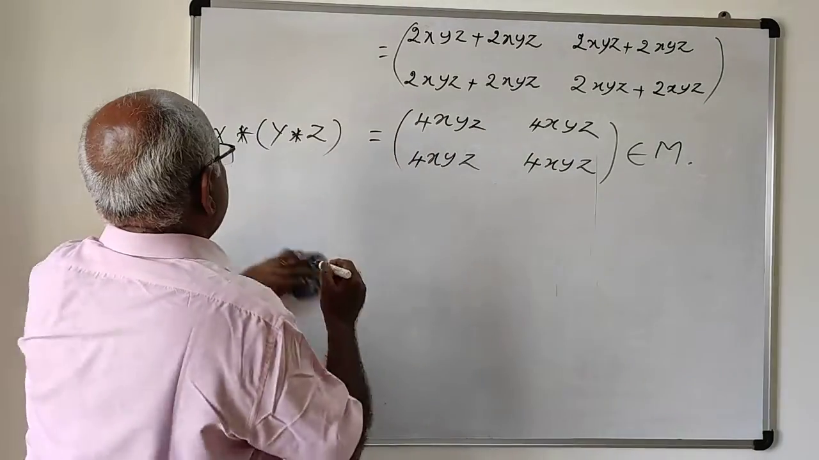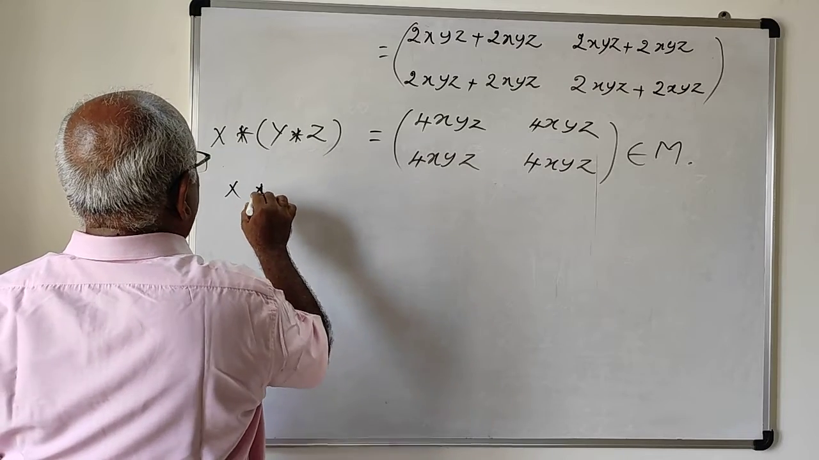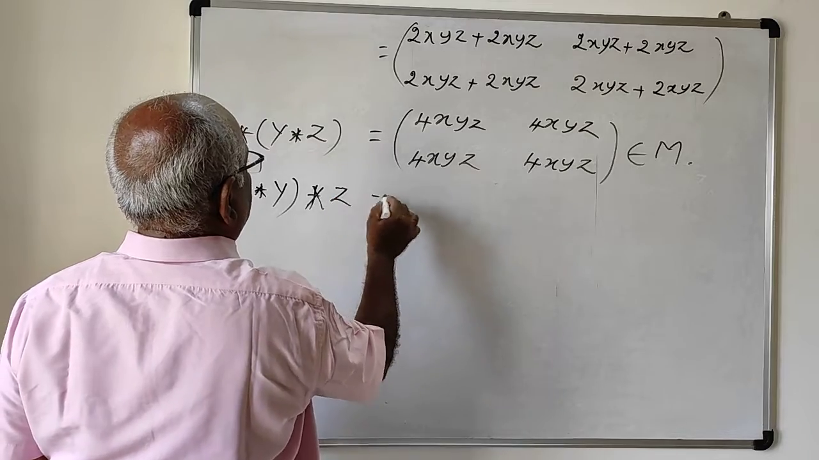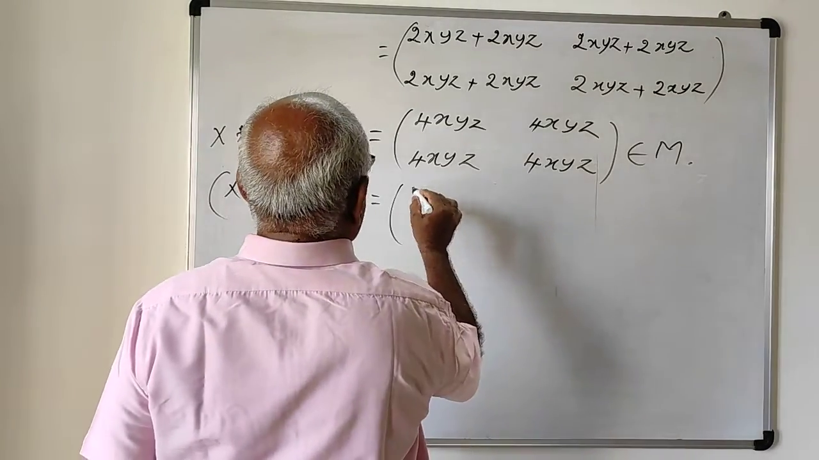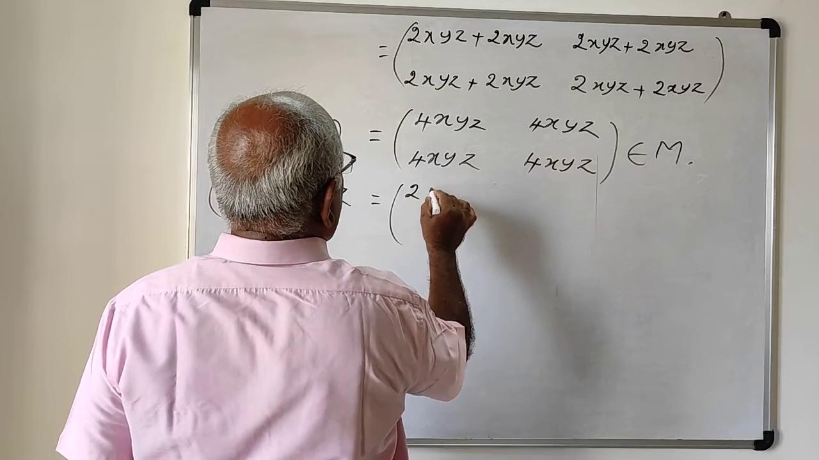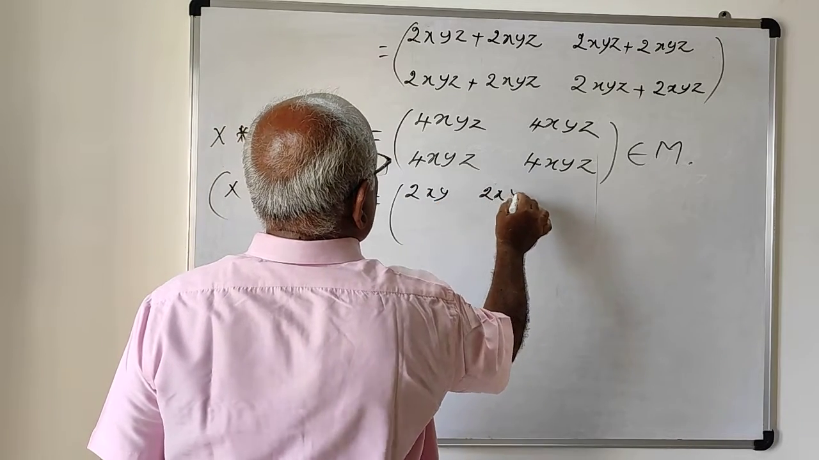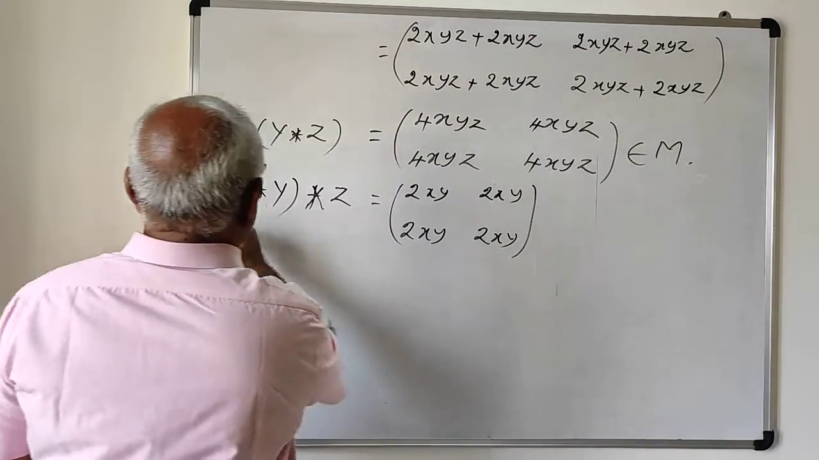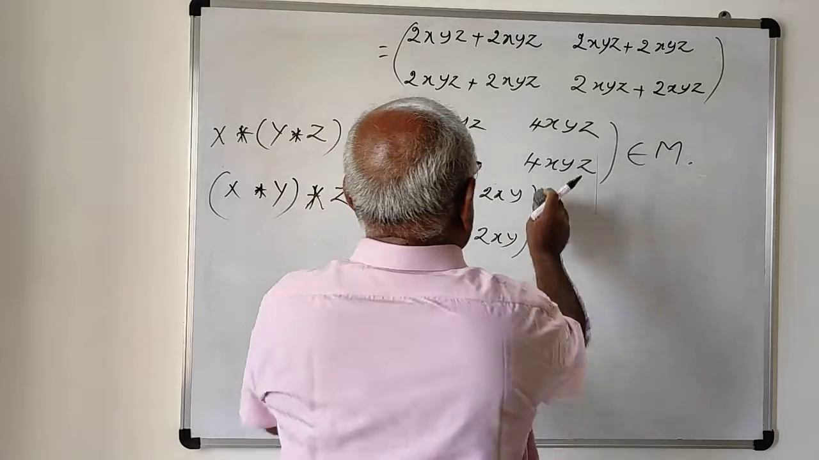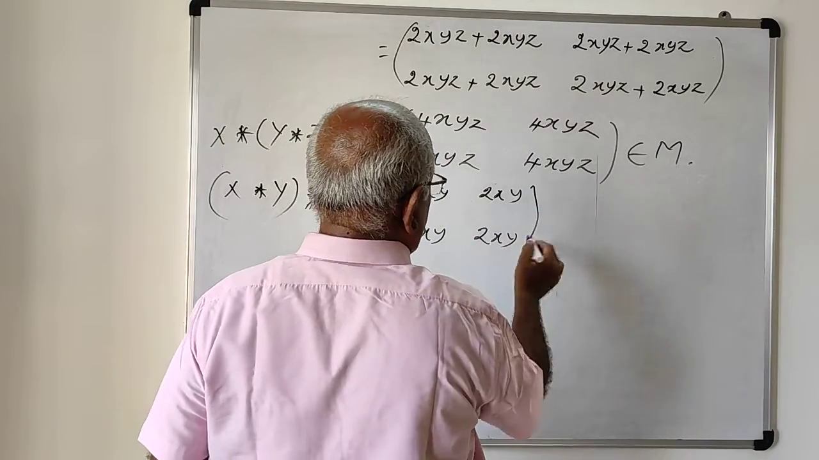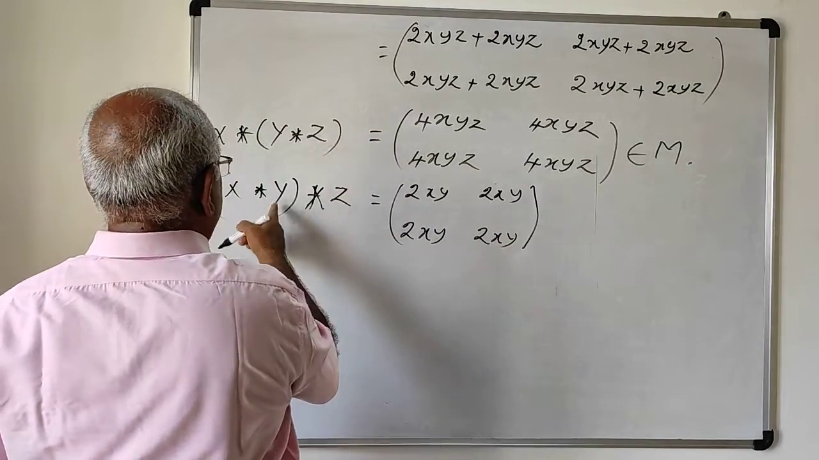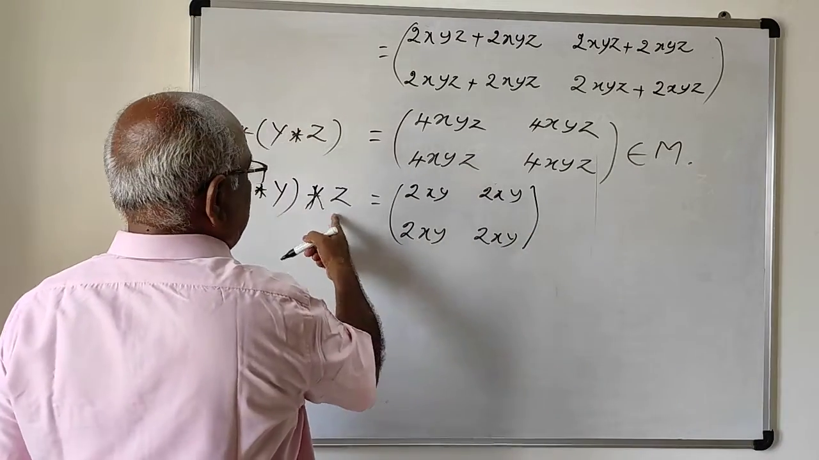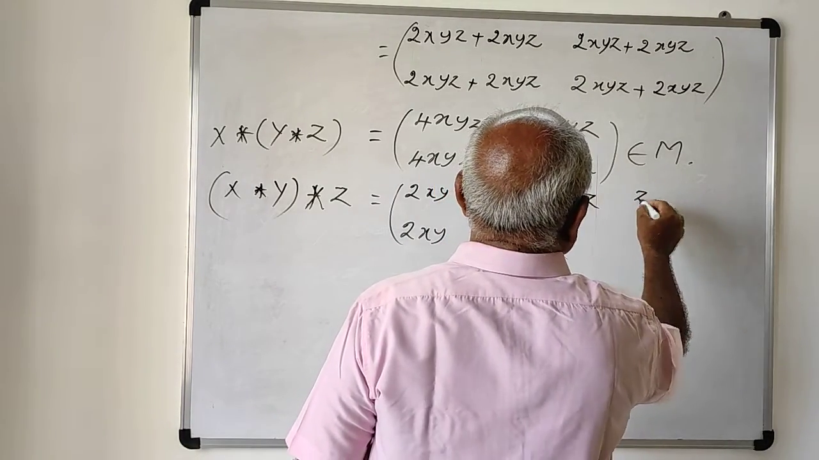Now I am going to prove (X star Y) star Z. We already proved that X star Y is the matrix with 2XY in every entry, because in the commutative property we proved X into Y is 2XY, 2XY, 2XY, 2XY. Now 2XY matrix into Z matrix.